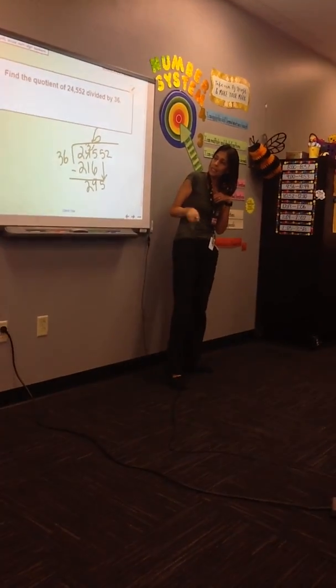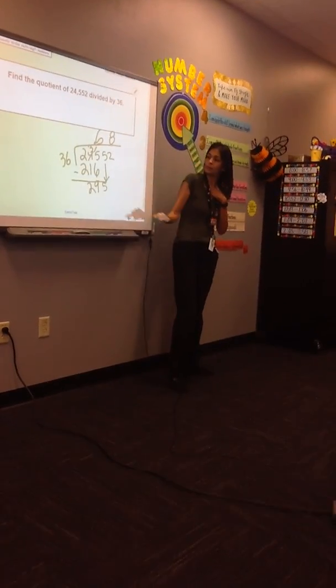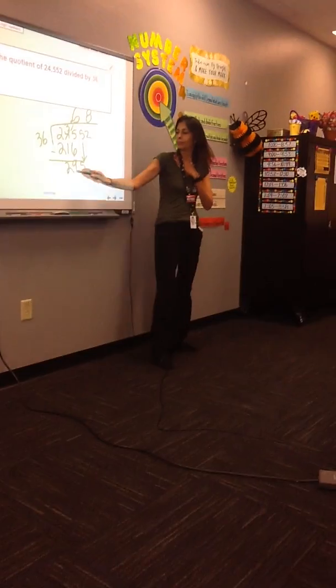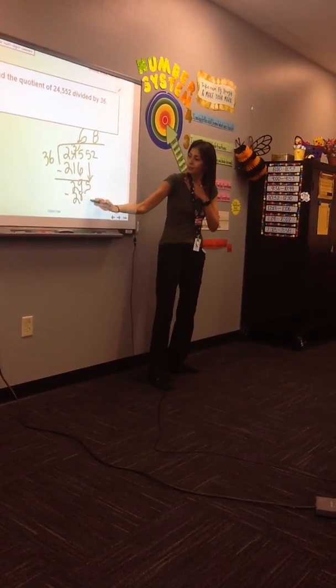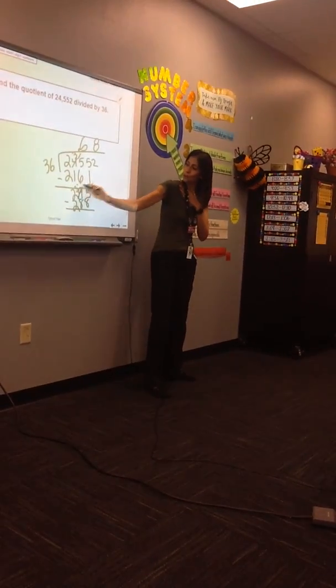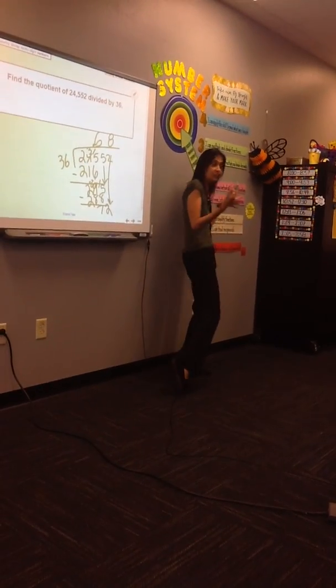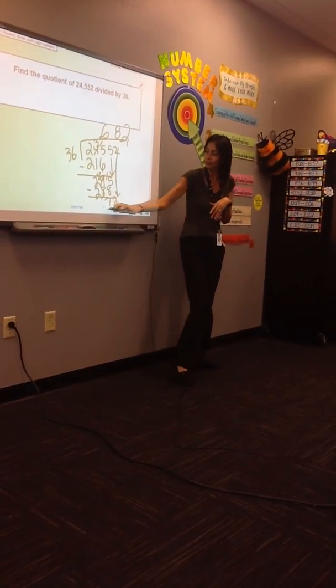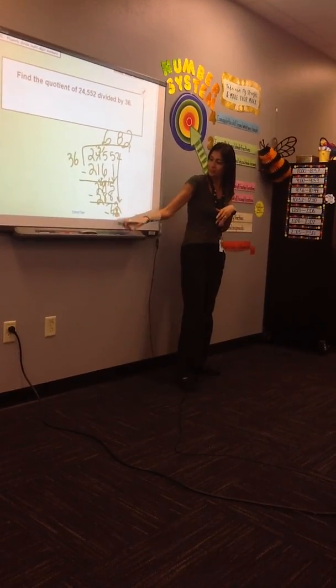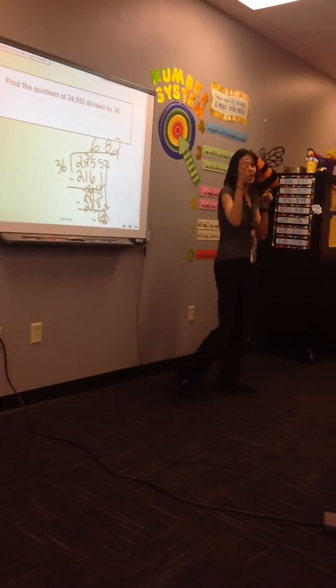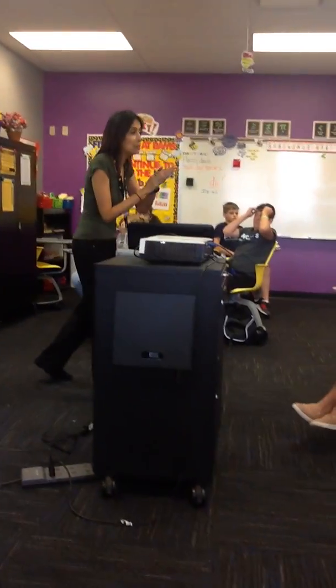Alright, so 36 times 8 is what? 288? 288. Borrow, that's a 7, and 36 goes into 72 exactly 2 times. So that would have put you guys at a 0. That would have put you guys at a 1. You are the winning team.